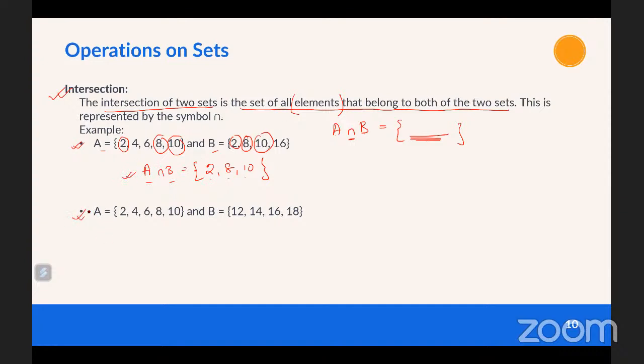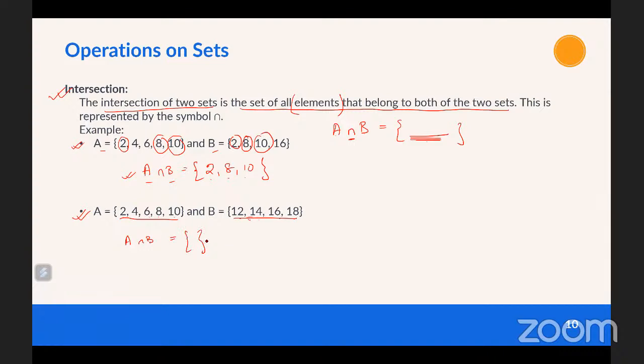Now, see this example. You have a set A with elements 2, 4, 6, 8, 10, and B has the elements 12, 14, 16, and 18. If you notice, there are no common elements between these sets. So none of the elements present in set A are present in set B. So if we perform the operation A intersection B, then there will be no set. It will be an empty set.